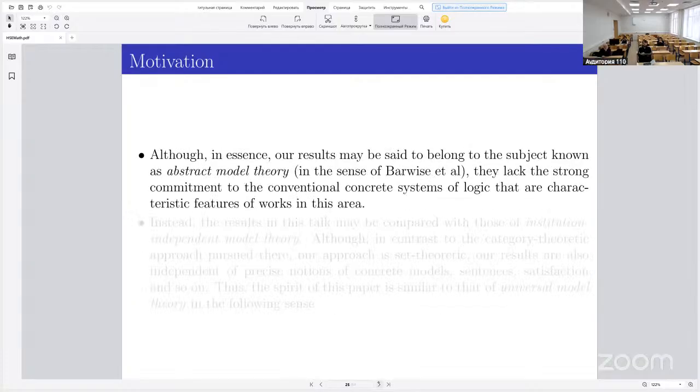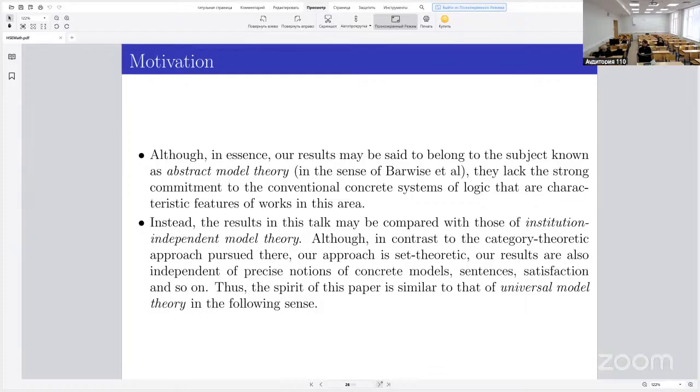Okay. So although in essence our results may be said to belong to the subject known as abstract model theory in the sense of Barwise and his co-authors, they lack the strong commitment to the conventional concrete systems of logic that are characteristic features of works in this theory. For example, they mostly work with first order logic and its extensions and so on, but there is no first order logic here. Instead, the results in this talk may be compared with those of institution-independent model theory, which I have already mentioned. Although in contrast to the category theoretic approach pursued there, our approach is set-theoretic, our results are also independent of precise notions of concrete models, sentences, satisfaction, and so on.